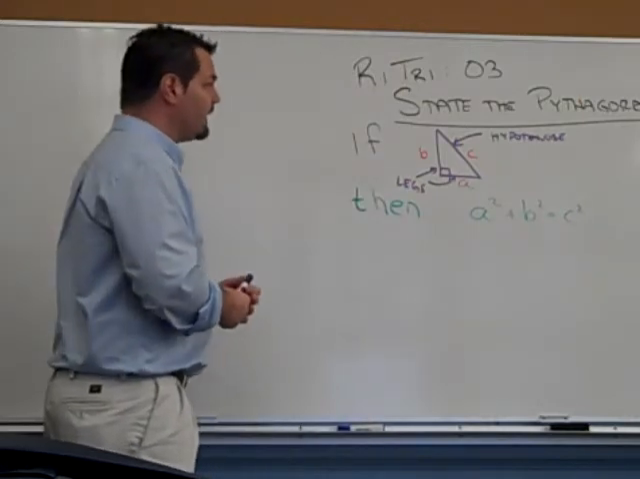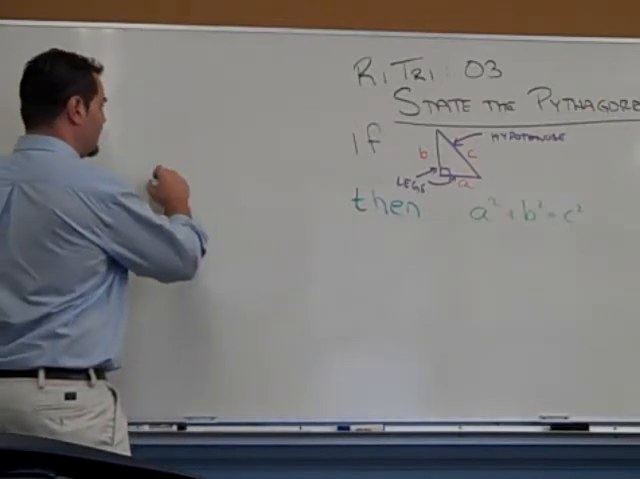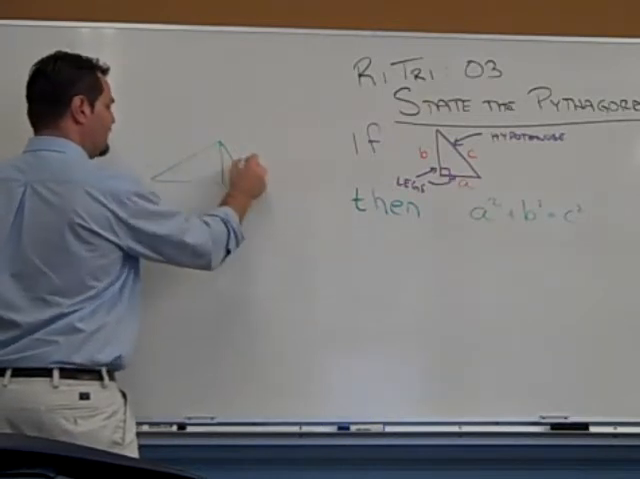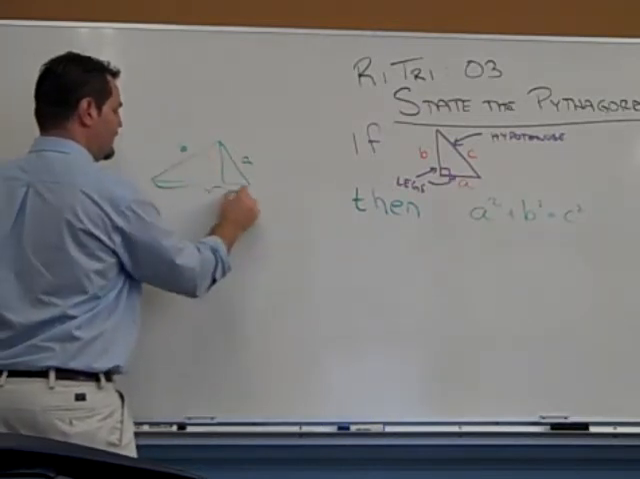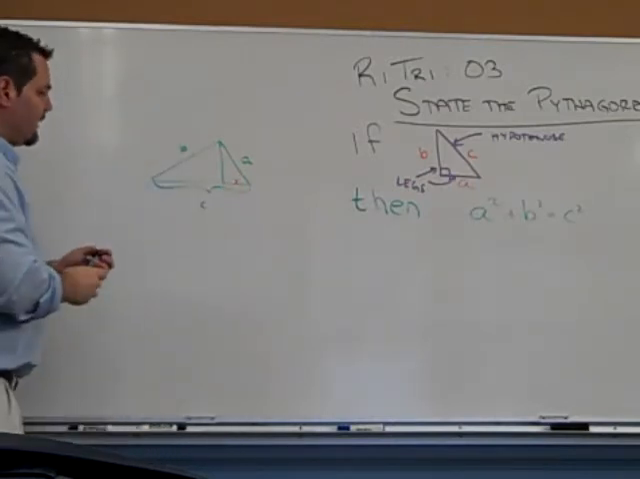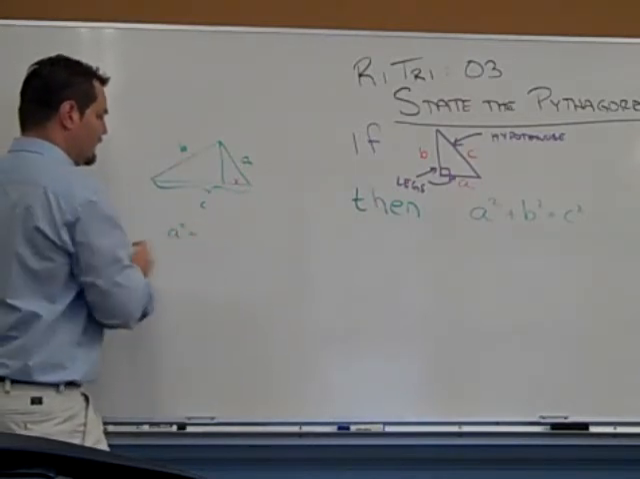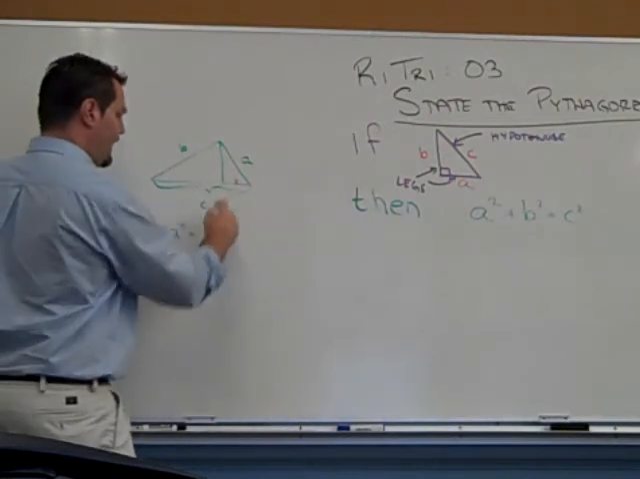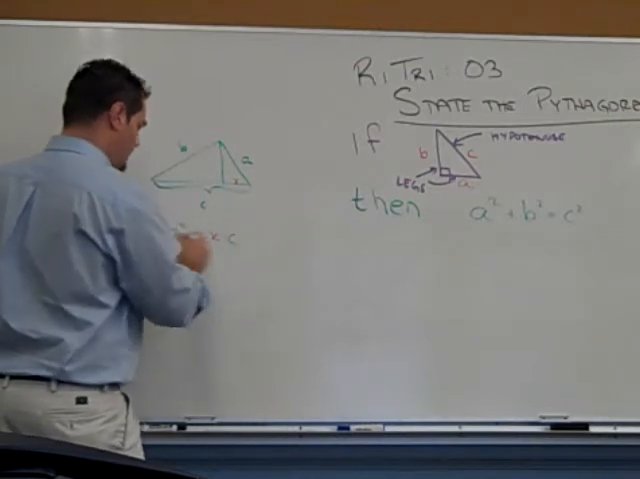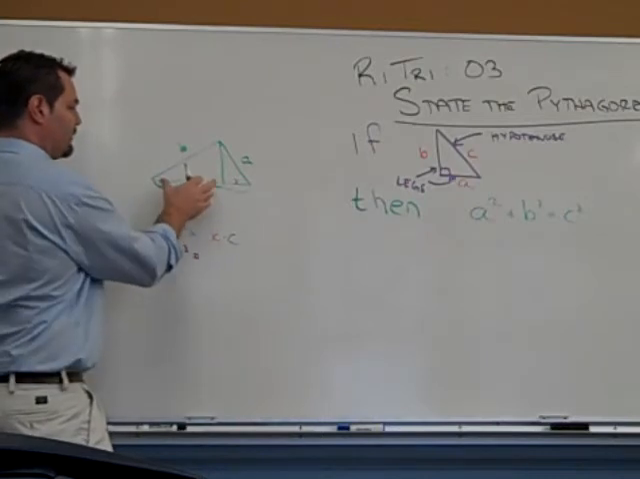If you're interested in the proof of this, that should have been your right-try 2. Right-try 2 demonstrated the proof using the geometric mean, suggesting that if this is A, this is B, this is C, and we call this leg X, then we know using geometric means that A squared is equal to the product of X and the whole length of C, whereas B squared is equal to the product of this piece.